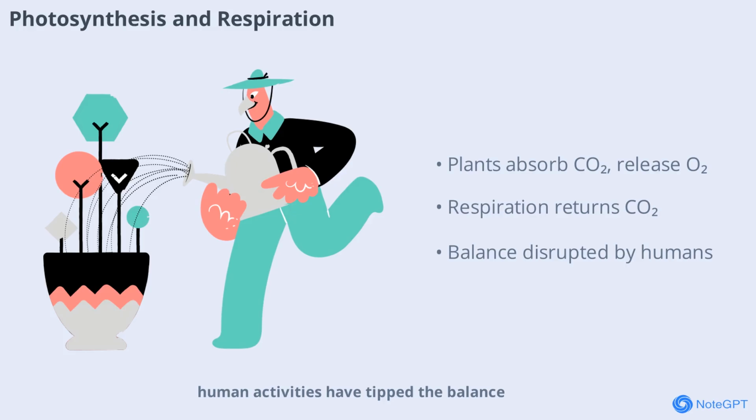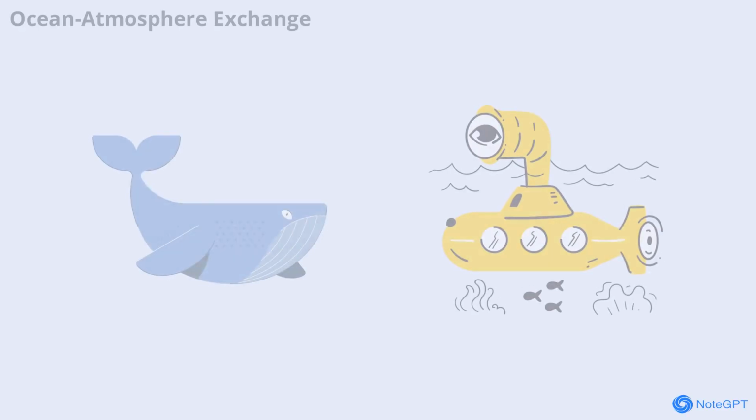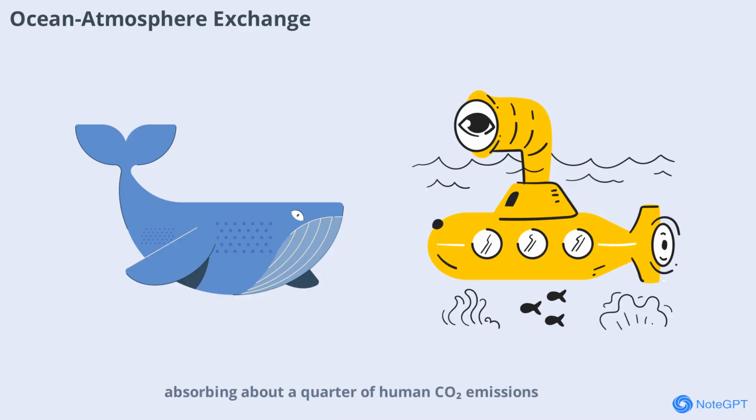Today, human activities have tipped the balance, adding more CO2 than natural processes can remove. The ocean is a giant carbon sink, absorbing about a quarter of human CO2 emissions. CO2 dissolves in surface waters, forming bicarbonate and carbonate ions. Cold water absorbs more CO2, while warming or turbulence can release it.